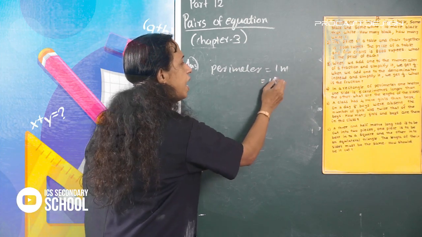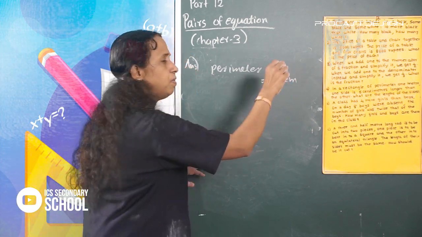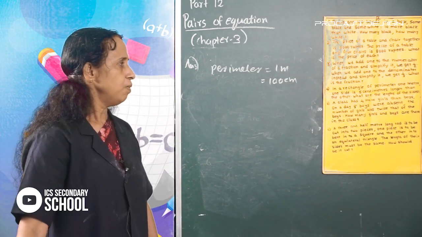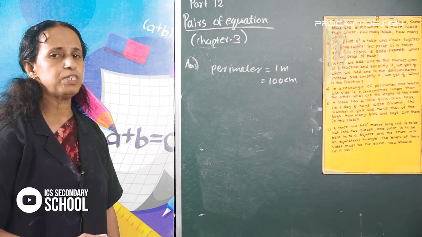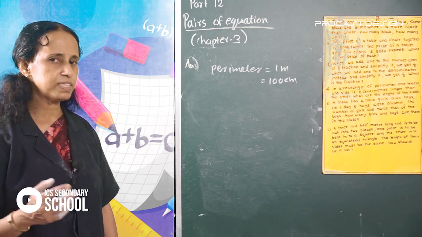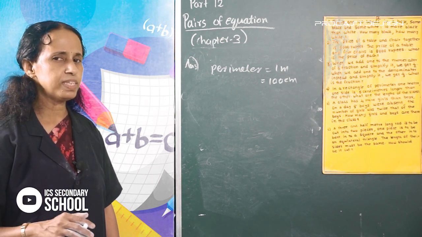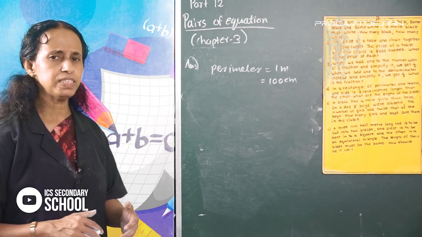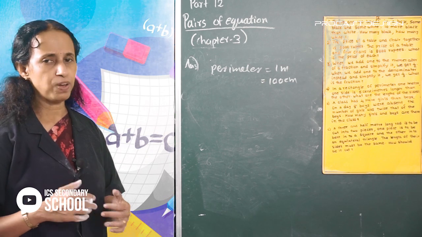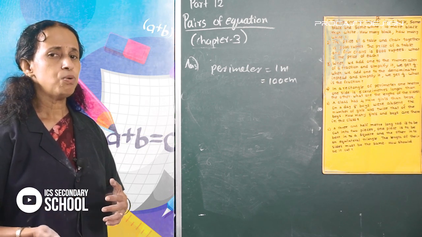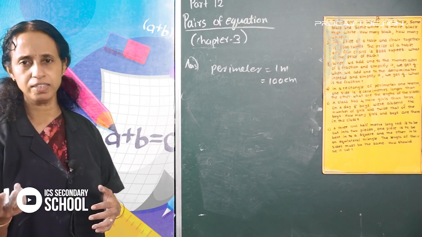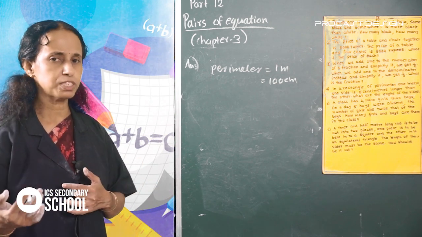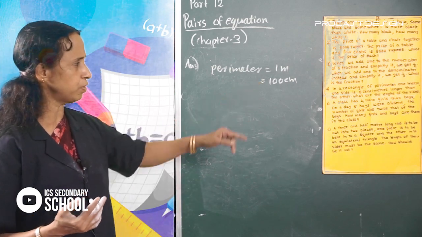Perimeter is equal to 100 centimeter. Next, one side is 5 centimeter longer than the other. Other side is equal to x. One side is equal to x plus 5. That is the main point of this question.